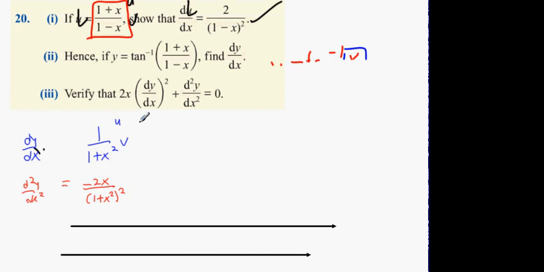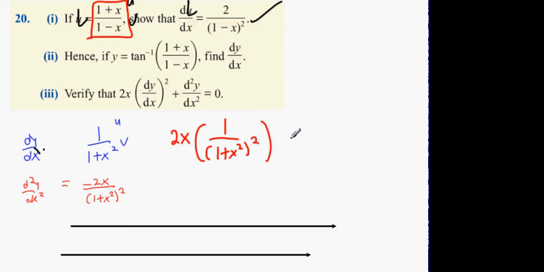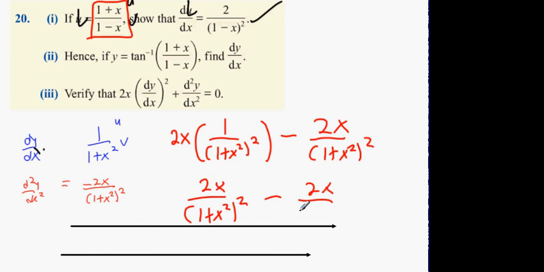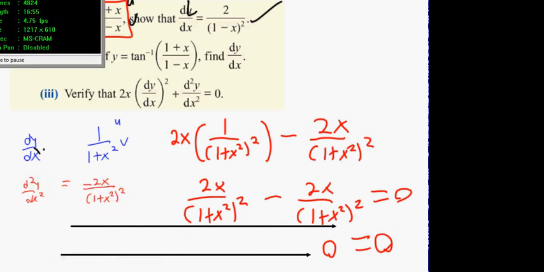Okay, now let's start off here. 2x multiplied by this one squared. What's 1 squared? 1. So it's going to be 1 over, what's the bottom squared? (1 plus x squared) squared, close bracket. Plus the second derivative, which is minus 2x over (1 plus x squared) squared. And as you can see, it's 2x over (1 plus x squared) squared minus 2x over (1 plus x squared) squared equals 0. And they're the same number, 0 equals 0, proven. Is that alright?